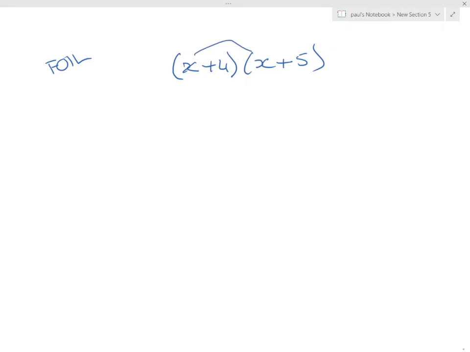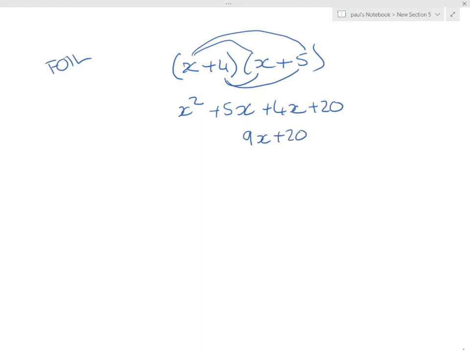So let's try x plus 4 and x plus 5. And it does no harm, just write FOIL in the corner so you know what you're doing. So the first, x times x is x squared. The outside, 5 times x is 5x. The inside, 4 times x is 4x. And the last, 4 times 5 is 20. All pluses. Tidy up the two middle ones, so we get x squared plus 9x plus 20.